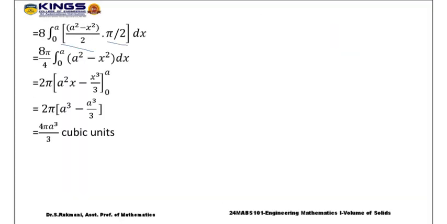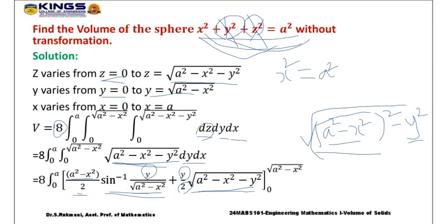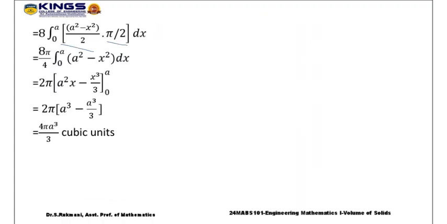Okay. And what about here? If we substitute root of a square minus x square the whole square, these two terms become cancelled. That becomes 0. So for the lower limit, everything gets 0. So we are getting only this answer. That is 8 into integral 0 to a of a square minus x square into pi by 2 into dx. Okay, so denominator 2 into 2, that becomes 4. So 8 pi by 4, take 4 outside. The remaining is a square minus x square into dx.